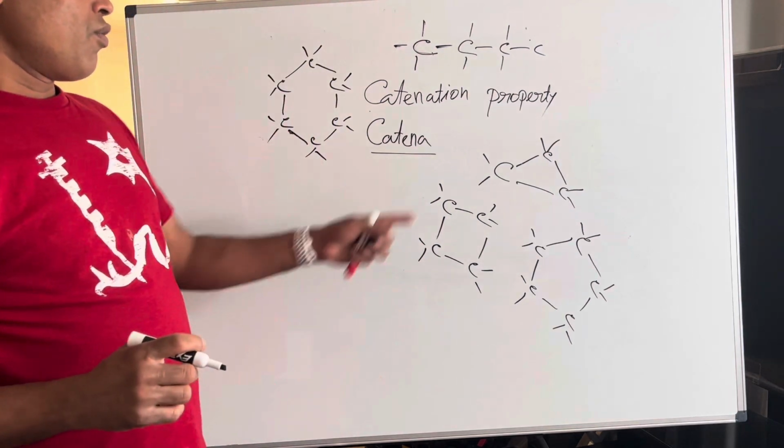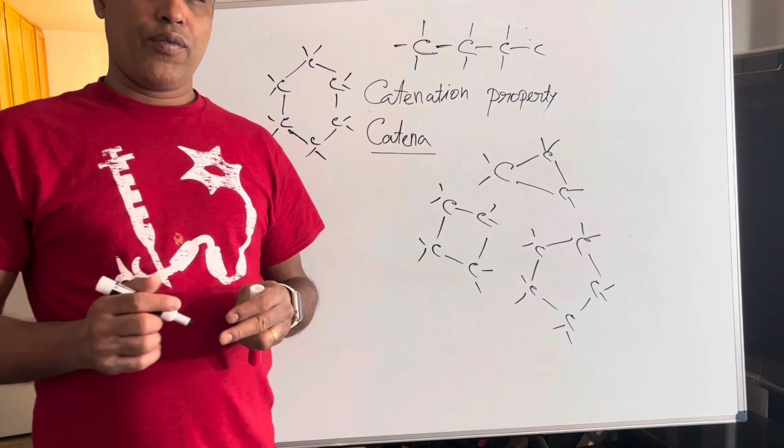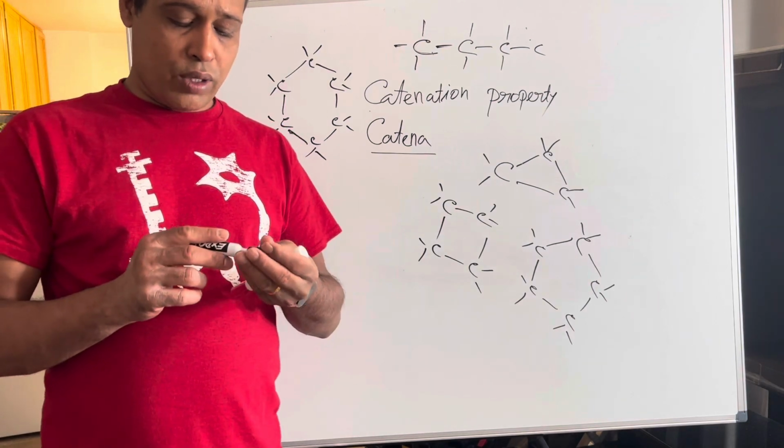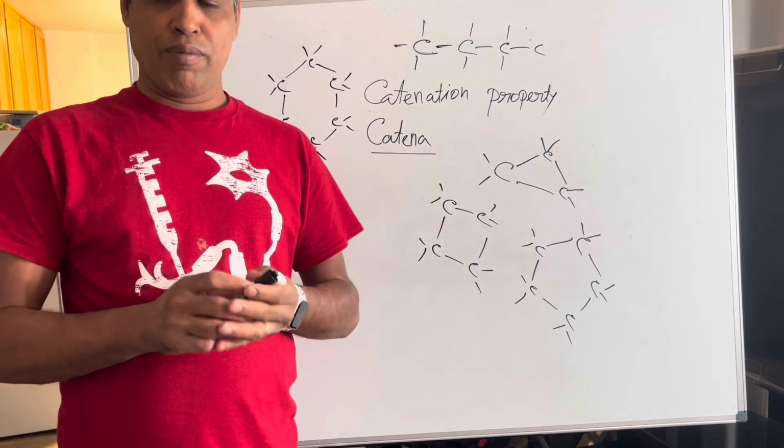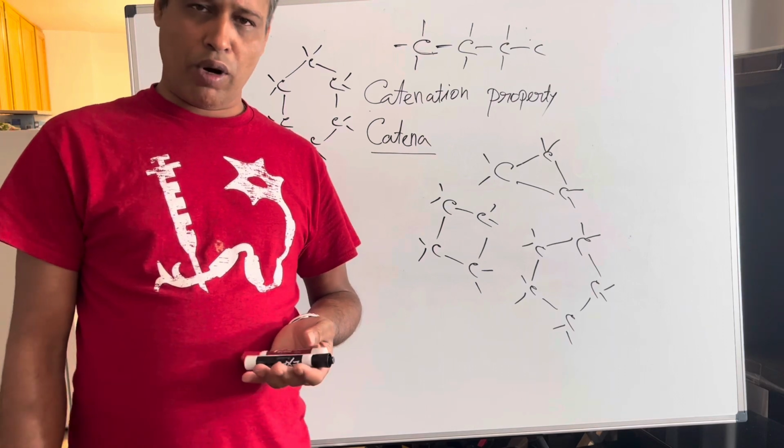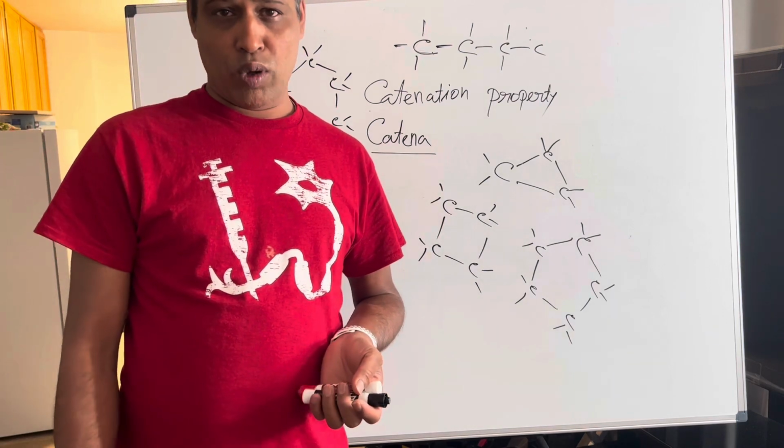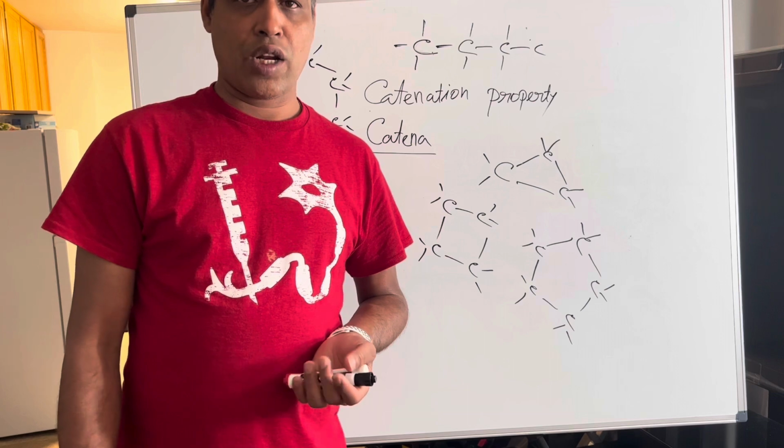Because of this property of carbon, it can produce many compounds, billions of compounds. That's why the number of organic compounds in this world is more than billions, due to the catenation property.